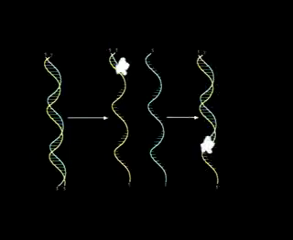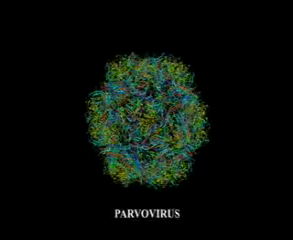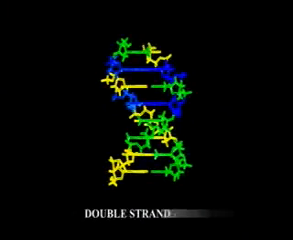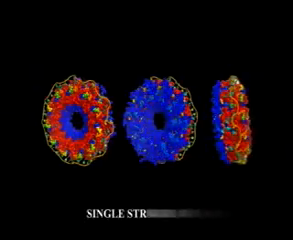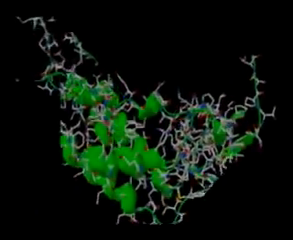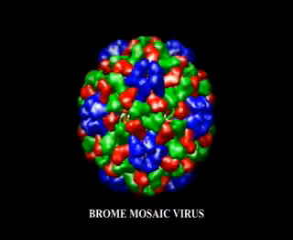Single-stranded DNA, for example, parvoviruses; double-stranded DNA, for example, lambda phages; single-stranded RNA, as is found in tobacco mosaic virus or brome mosaic virus; and double-stranded RNA, as in reoviruses.